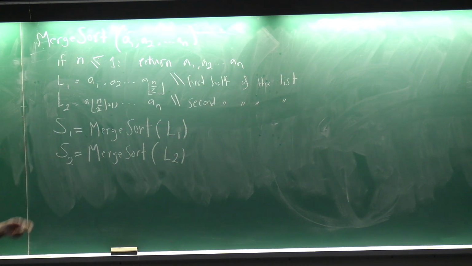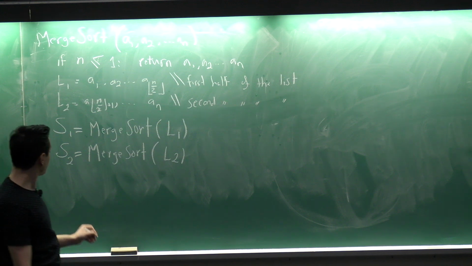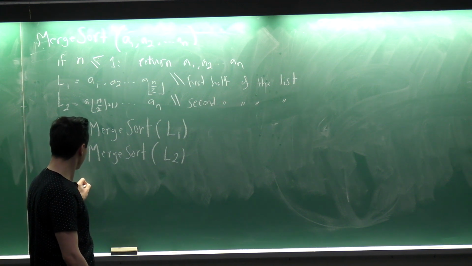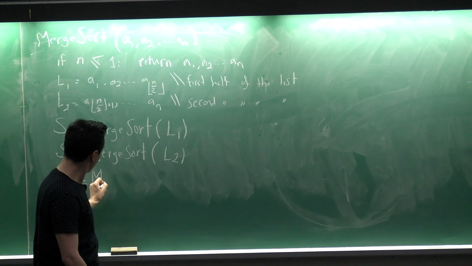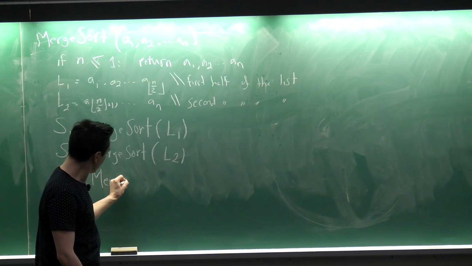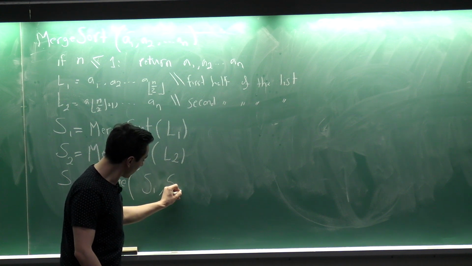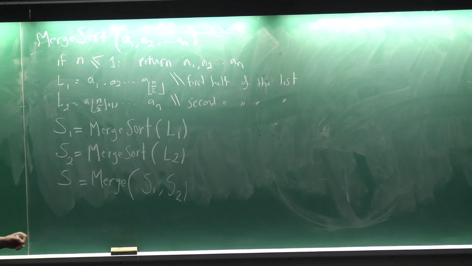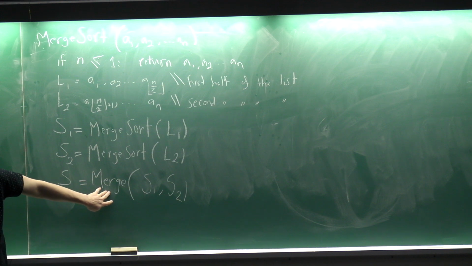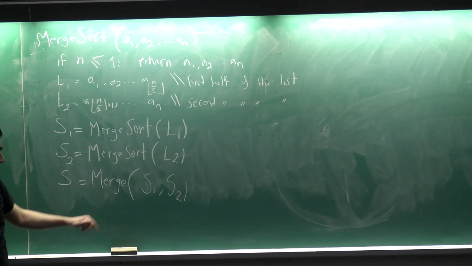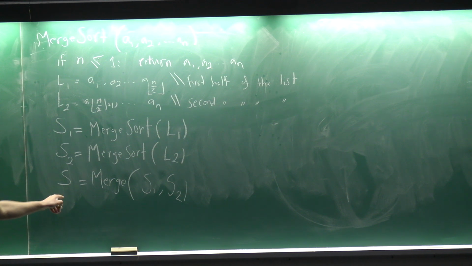So what do we need to do with these? We need to merge them, right? So we need to do S equals merge S1 and S2. And we'll figure out how this function will work later. But let's assume this will merge two sorted lists correctly. The problem is solved.